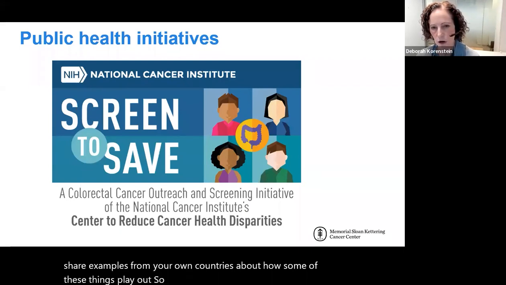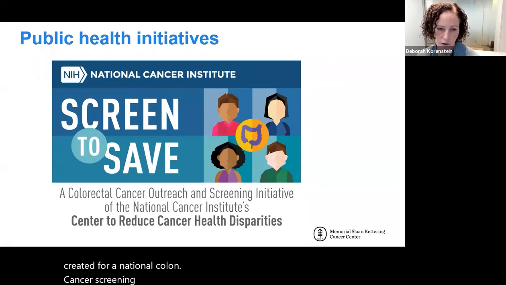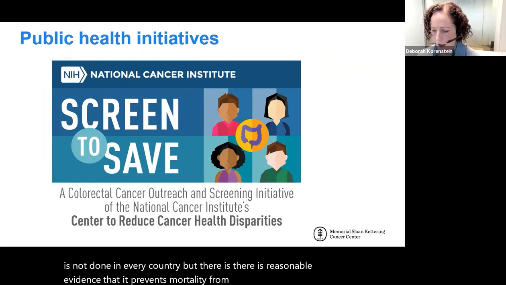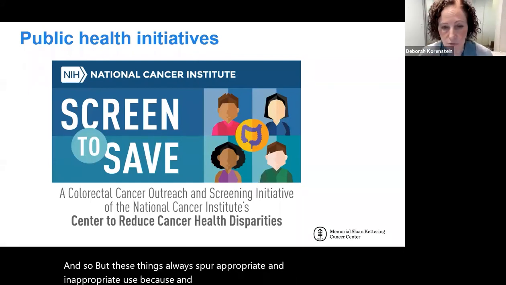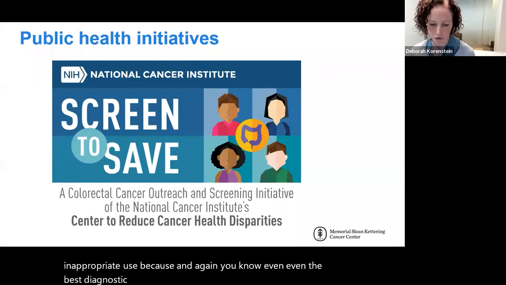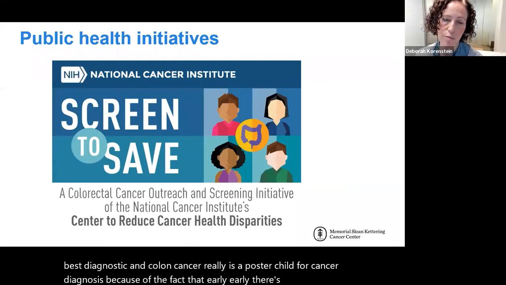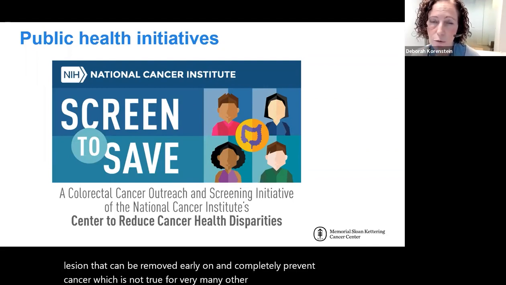This is an example of a cartoon that was created for a national colon cancer screening initiative. Colorectal cancer screening is not done in every country, but there is reasonable evidence that it prevents mortality from colorectal cancer. But these things always spur appropriate and inappropriate use, because even the best diagnostic, and colon cancer really is a poster child for cancer diagnosis because there's a pre-cancer lesion that can be removed early on and completely prevent cancer, which is not true for very many other cancers. But still, there will be people who get way too many of them.